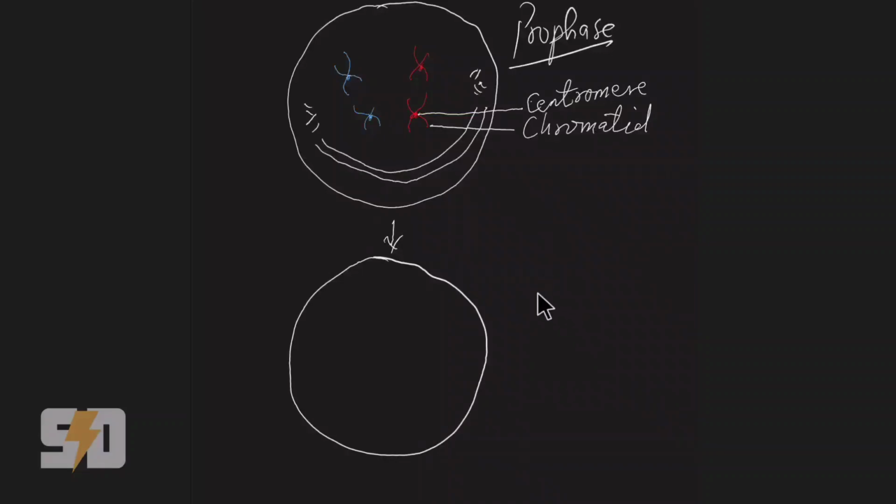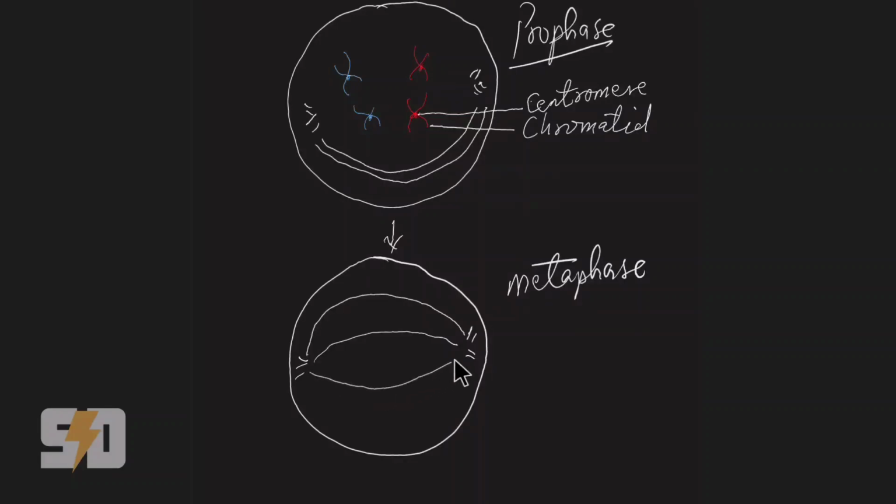Now in the next phase, which is the metaphase. At the metaphase stage, remember we had formation of the spindle in the prophase. So the spindle is fully formed. Now our chromosomes will begin to line up in the center. So we have these chromosomes lined up in the center.